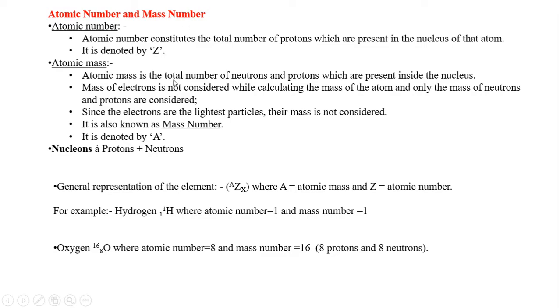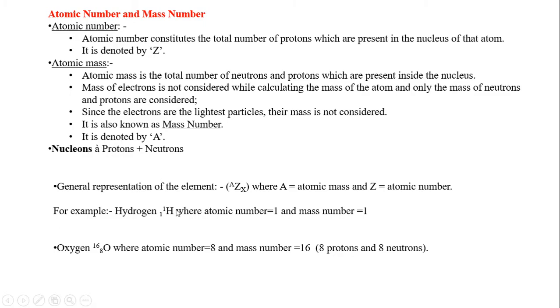The mass of electrons is not considered while calculating the mass of an atom. Only the mass of neutrons and protons is considered, because the mass of an electron is negligible, since electrons are the lightest particles. It is also known as the mass number and is denoted by the symbol A. Protons and neutrons together are called nucleons.